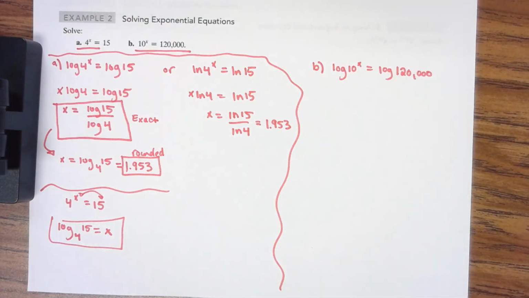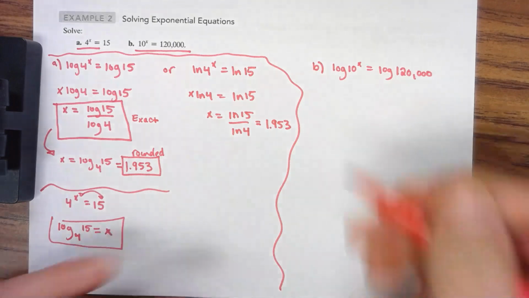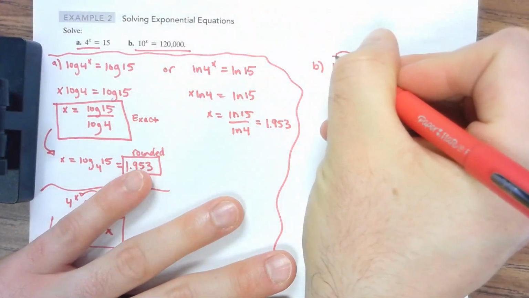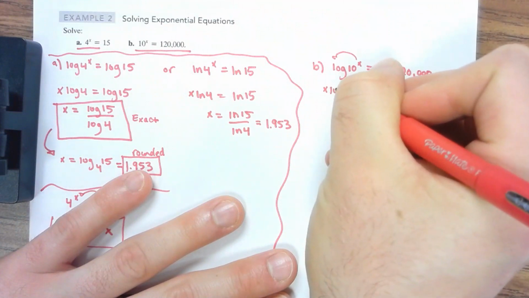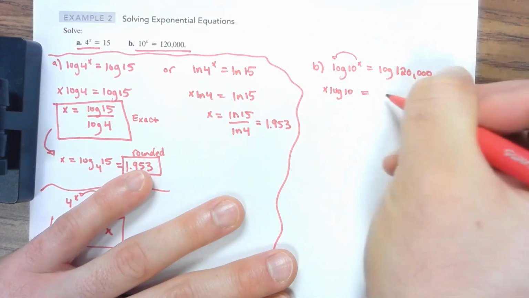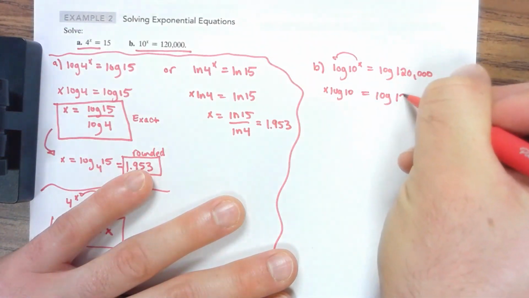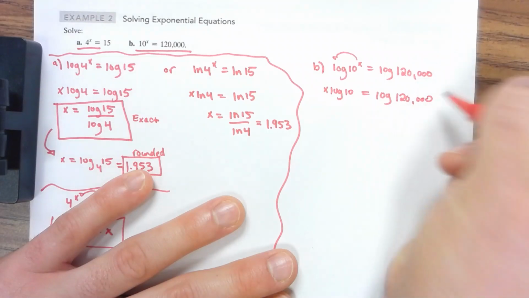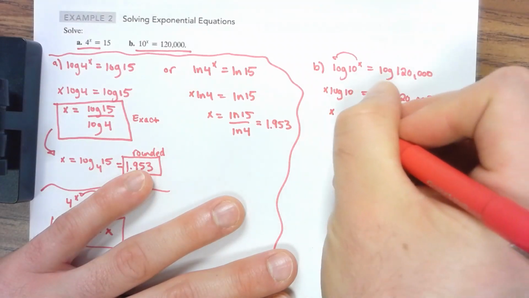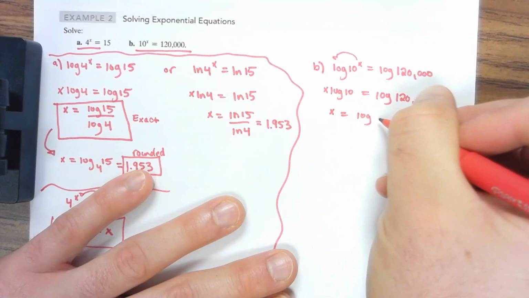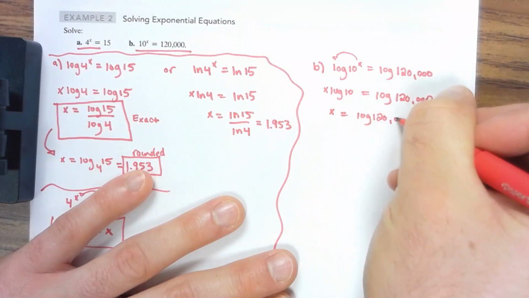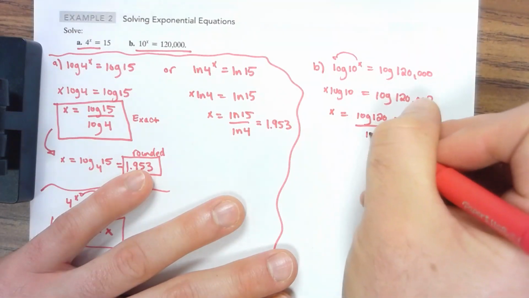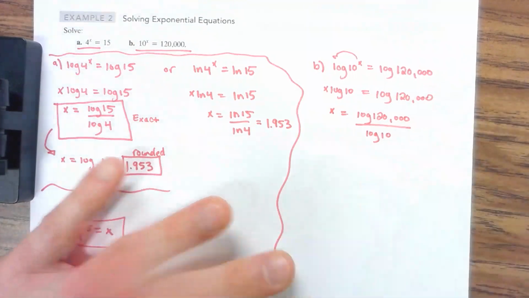Now, if you don't recognize it, it's okay because we can still get to that answer by doing the same thing. Let x be the coefficient. Divide by log of 10. And so here's our answer in its exact form.